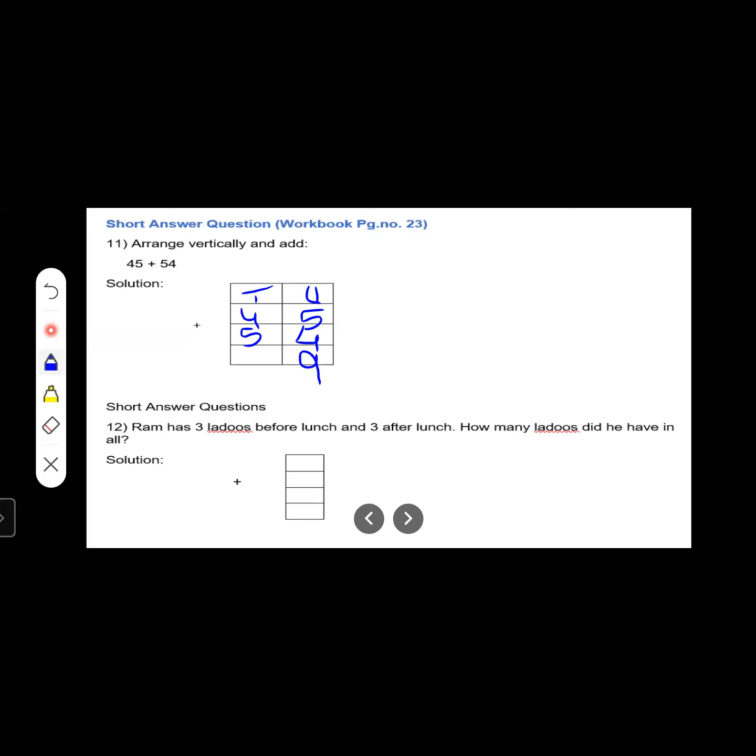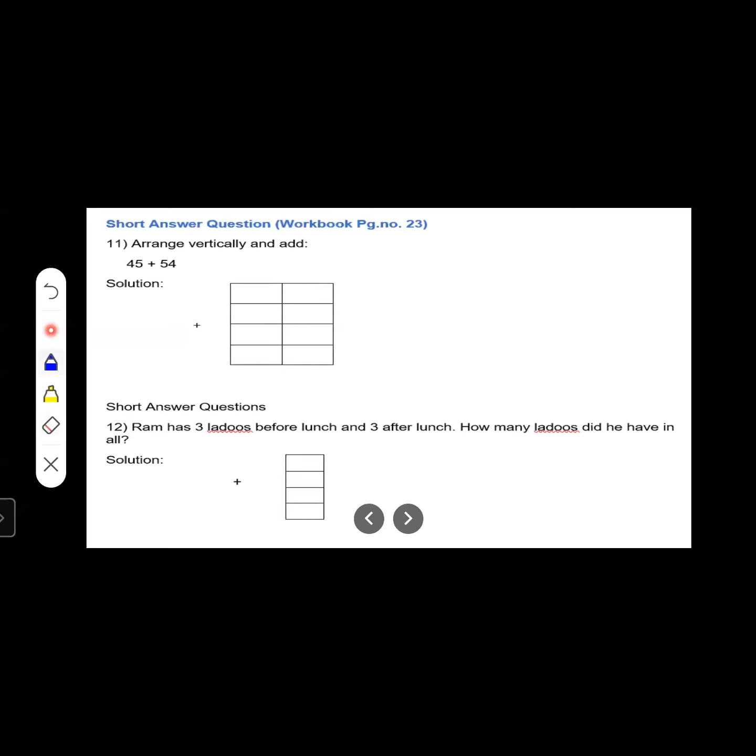Then again we have to do 4 plus 5. So again take out 4 fingers. Count after 5. 6, 7, 8, 9. Okay, so the answer is 99. Let us do it again. Listen here very carefully.